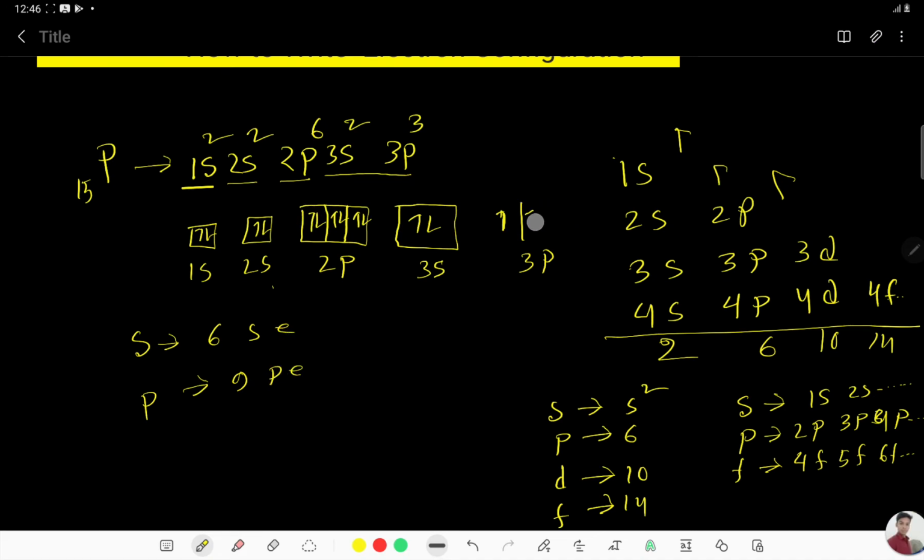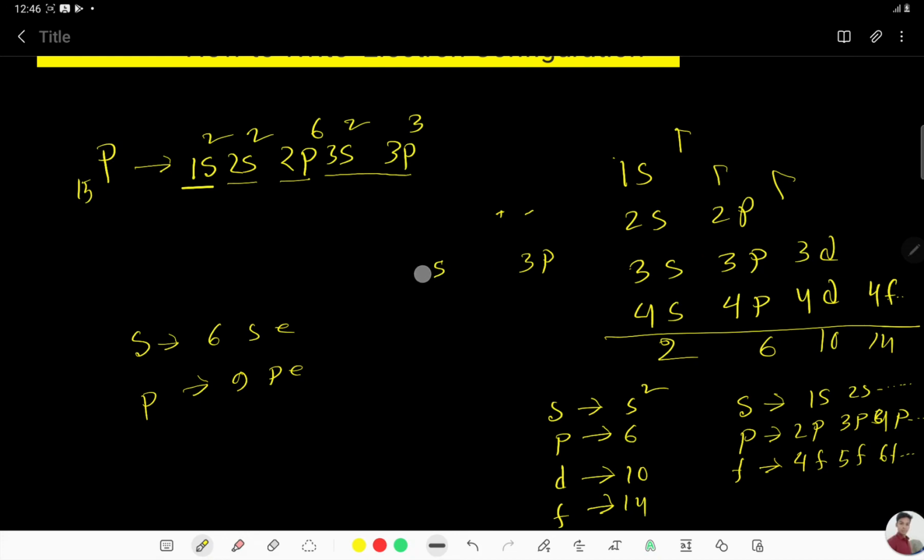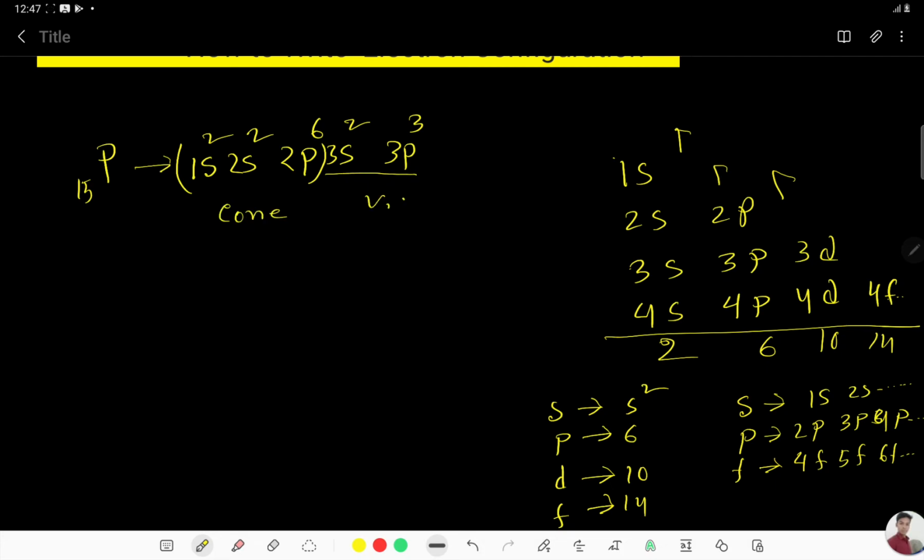So now I am going to tell you about the core electrons and valence electrons. Look, in phosphorus, what are the core electrons? In phosphorus, the valence shell is the third shell, and before the valence shell, you are getting this. So this is the core electrons for phosphorus, and this is the valence electrons. That is, without valence electrons, you will get core electrons, right?